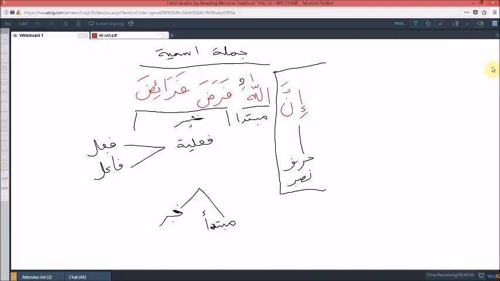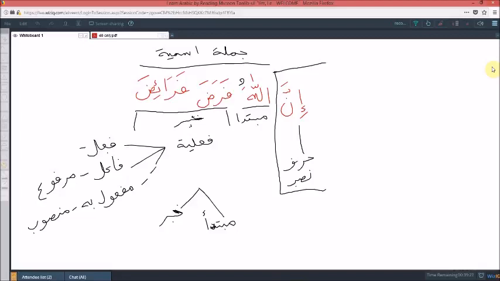So the jumla fi'liya has two parts. For sure, the fi'l, the fa'il, and it could have, I'm going to make a dotted line because it could have a maf'ulun bihi. And we said that the fa'il is always going to be marfu'. And the maf'ulun bihi is always going to be mansoob. And the fi'l, depending on if it's past or present or command, it could be different states. So the farada is our fi'l.